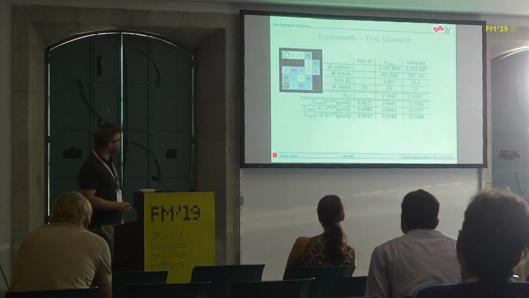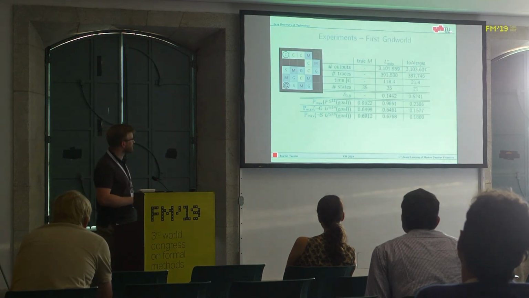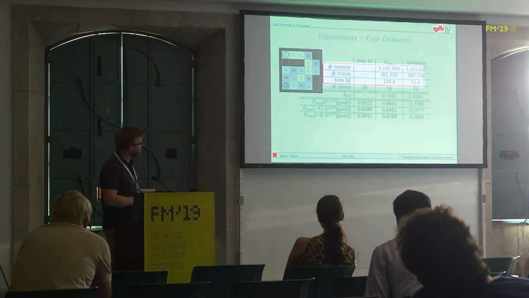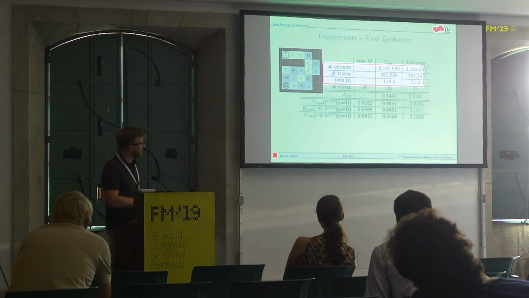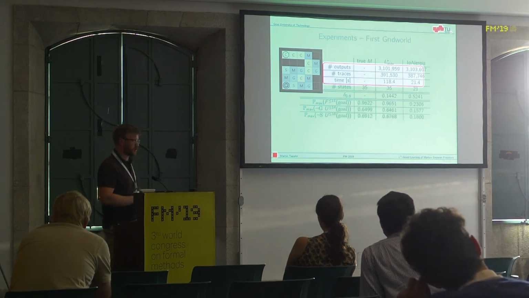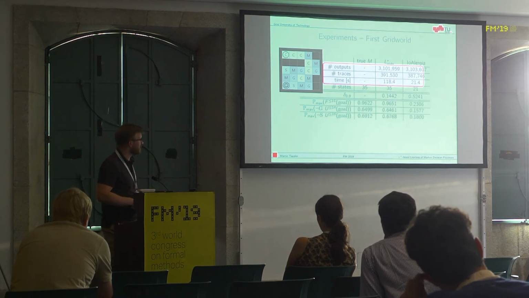Here you see a first grid world example that we used for our evaluation. We have an initial location and a goal location. It can be modeled using 35 states. What you see here is the number of sampled traces and the number of sampled outputs. So you see indeed both learn from the same amount of data approximately, but our approach required much more time, but still less than 2 minutes.